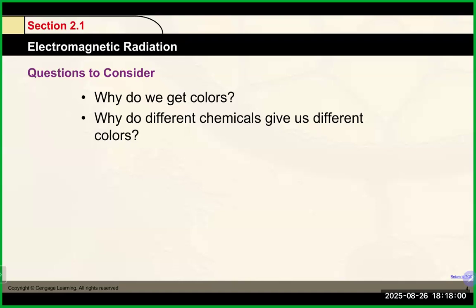One of the things we will talk about in this chapter is that every element, for example, has specific colors or lines that happen as these electrons transition, and different wavelengths that occur as well.